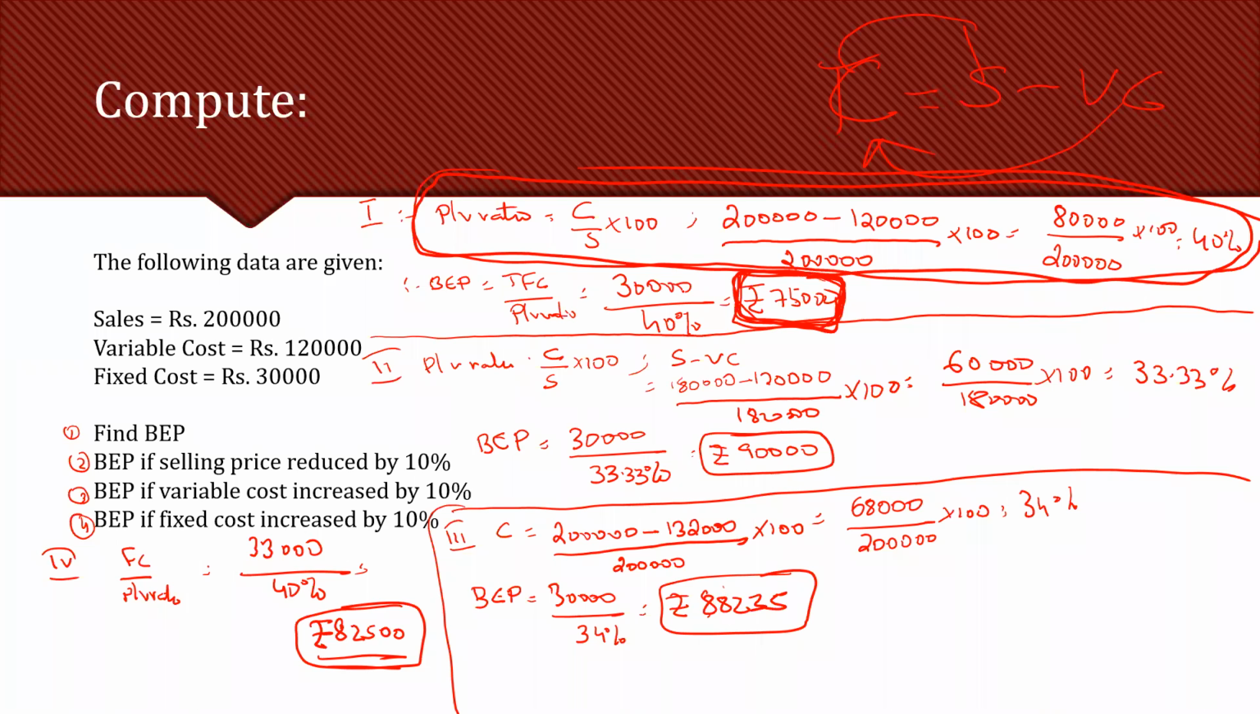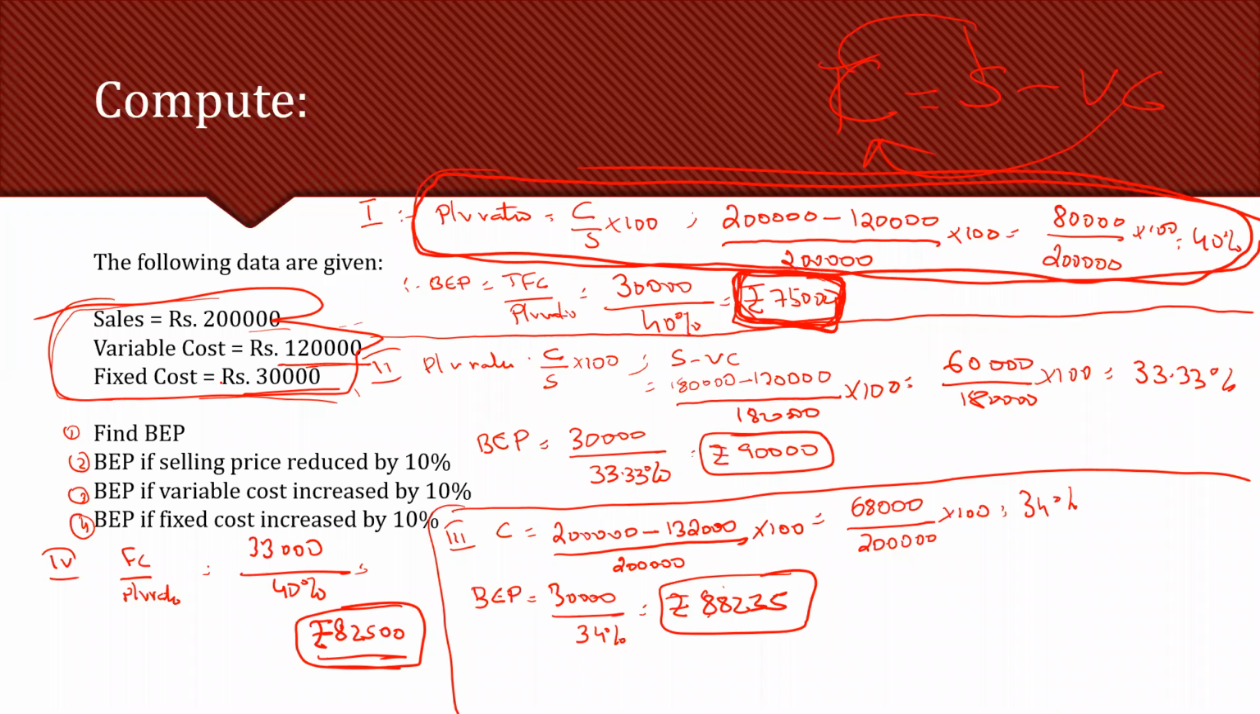So the first combination is the best suited for this company. The sales shall be 2 lakh, variable cost shall be 1,20,000, fixed cost shall be 30,000. This scenario is better for the company. Fine? Shall we move? This is one of the uses of PV ratio.